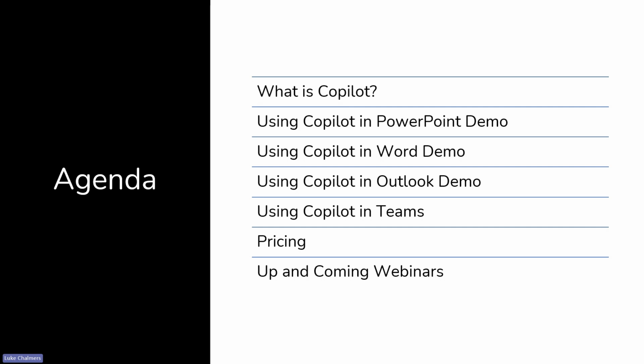So before we make a start to our demos today, a few of you may be asking, what is Microsoft Copilot for Microsoft 365? And as I said, it's an AI companion that sits in your Microsoft 365 applications, such as PowerPoint, Word, Excel, and Outlook.